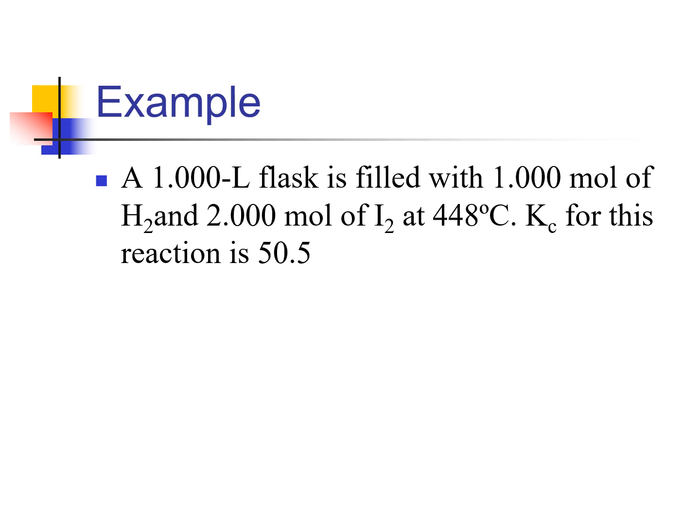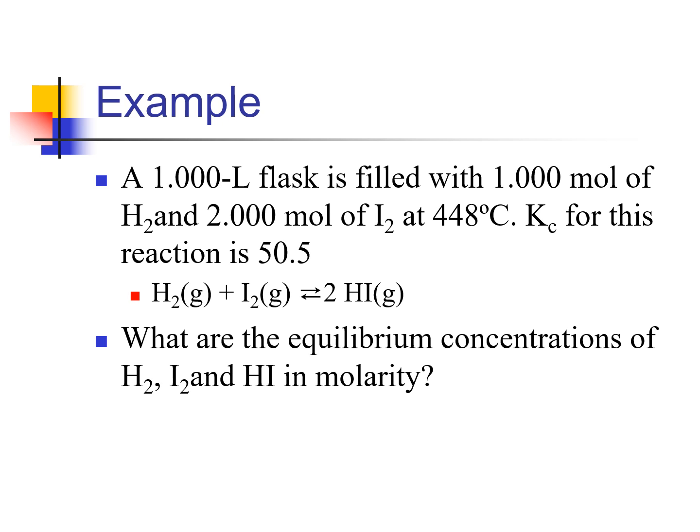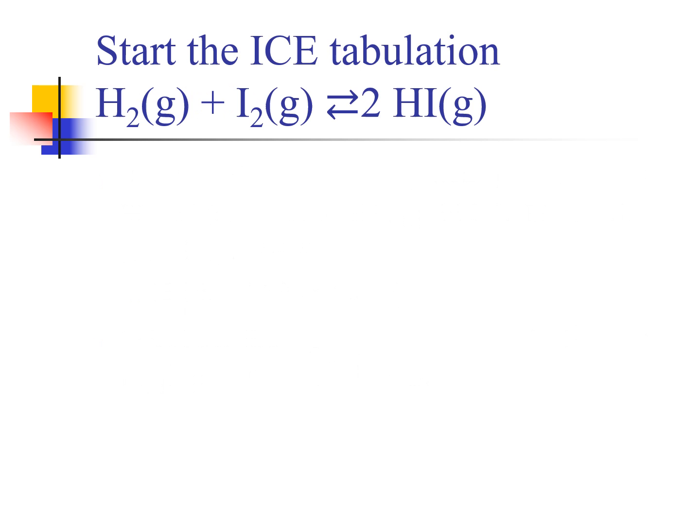So we have a 1 liter flask, 1 mole of hydrogen, 2 moles of iodine. K sub C is given. There's the reaction. The problem could have been nice and just given us molarity, but it's in 1 liter, so molarity is easy to get. And we want to know what are the equilibrium concentrations of hydrogen, iodine, and hydrogen monoiodide. Okay, that's what we're looking for. There's equilibrium. I'm going to use an ICE table.